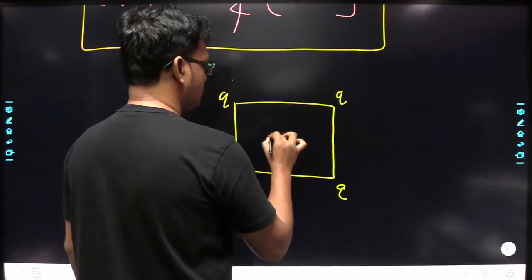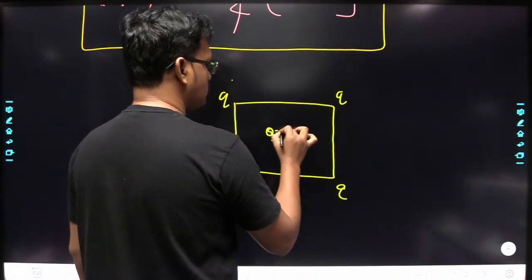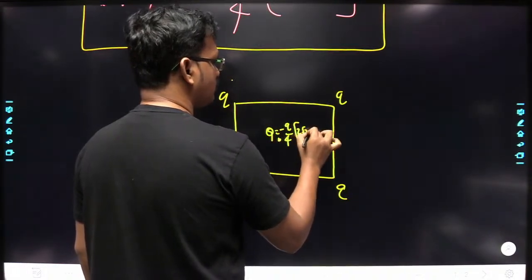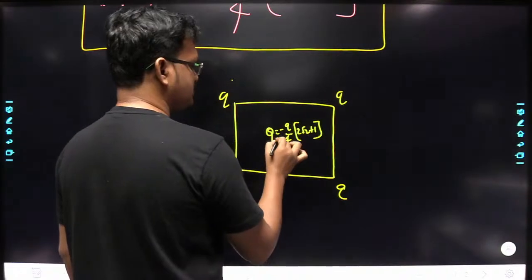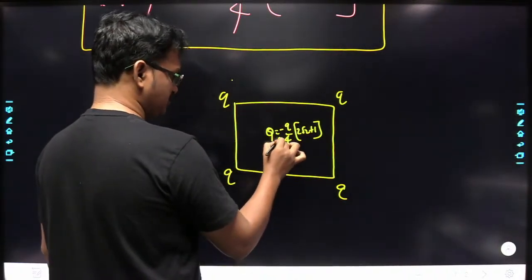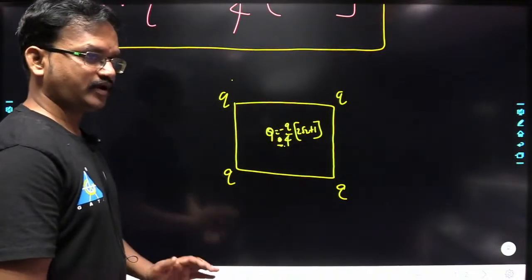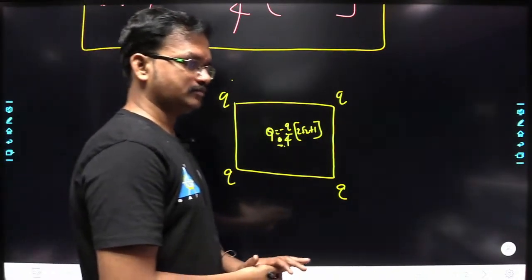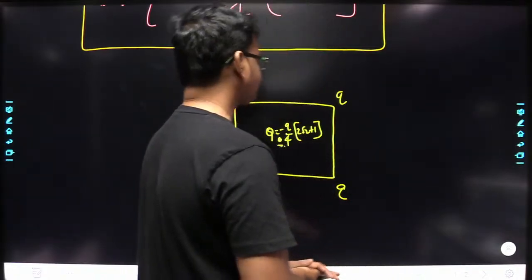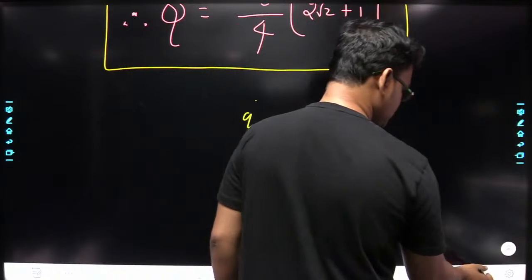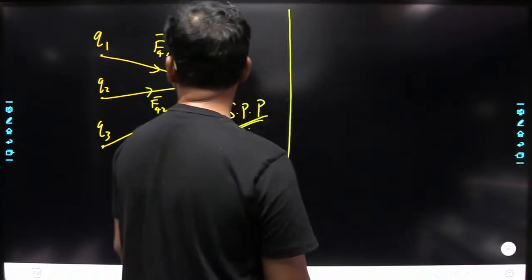So here we got Q is equal to minus Q by 4 into 2 root 2 plus 1. So that means the polarity of the charge that you have to place at the center is negative, right? Okay. So I hope this is clear here.